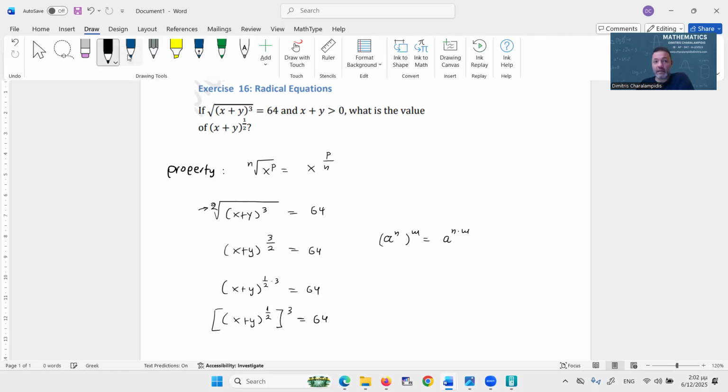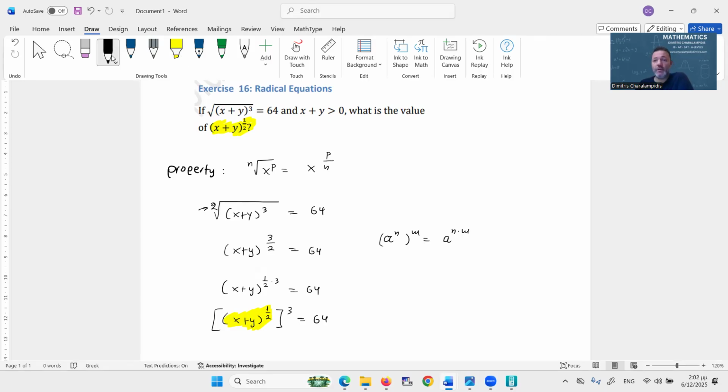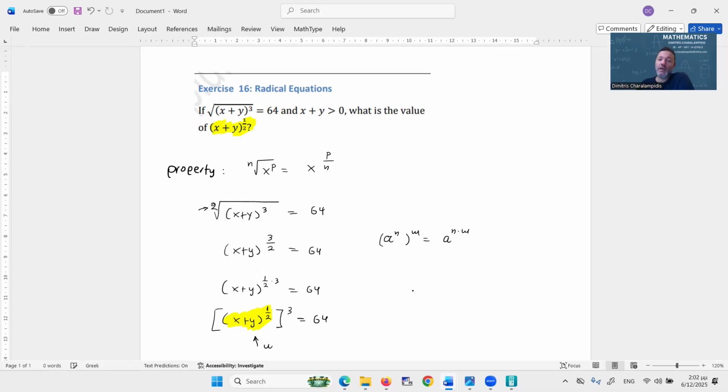And why did I write it like this? Because now I can easily see that (x plus y) to the power of 1/2 is isolated here. So, even though I will not be able to find x and y separately, I will be able to find (x plus y) to the power of 1/2, because I know that, assuming that this is u, it's the value, the cube of which is equal to 64. And this is obviously equal to 4, because 4 times 4 times 4 is actually equal to 64.